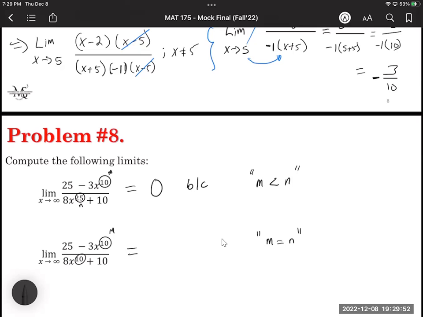So what is the coefficient of the x to the 10th in the numerator? It's -3. On the other hand, the degree of your denominator is 8. So when you put this together, the answer is -3/8. And you can again say that's because m is equal to n. End of story. You don't have to do any more work than what I showed.